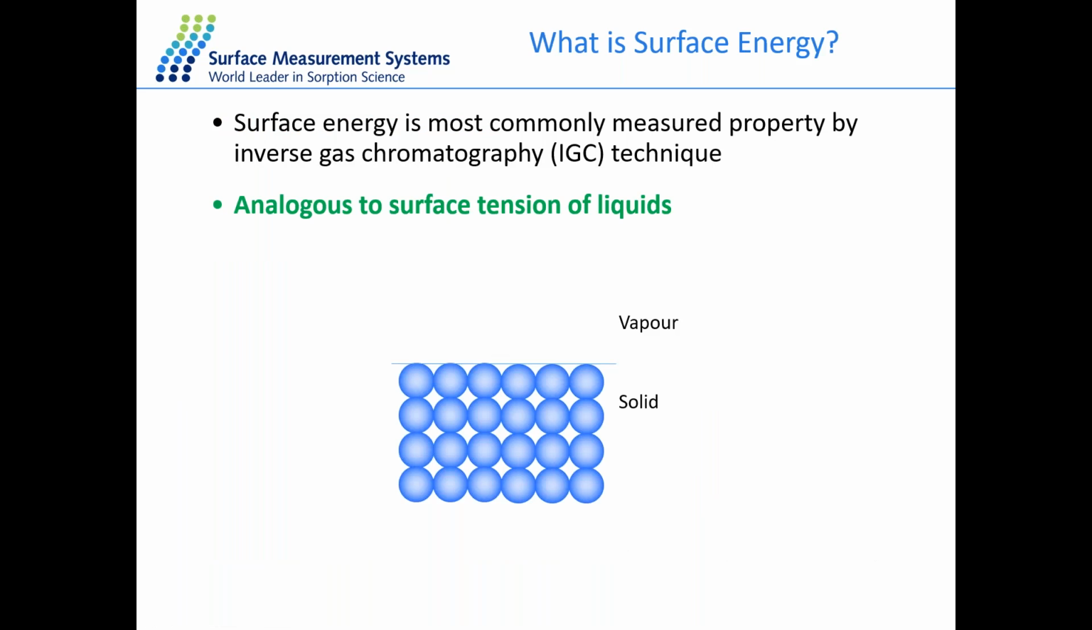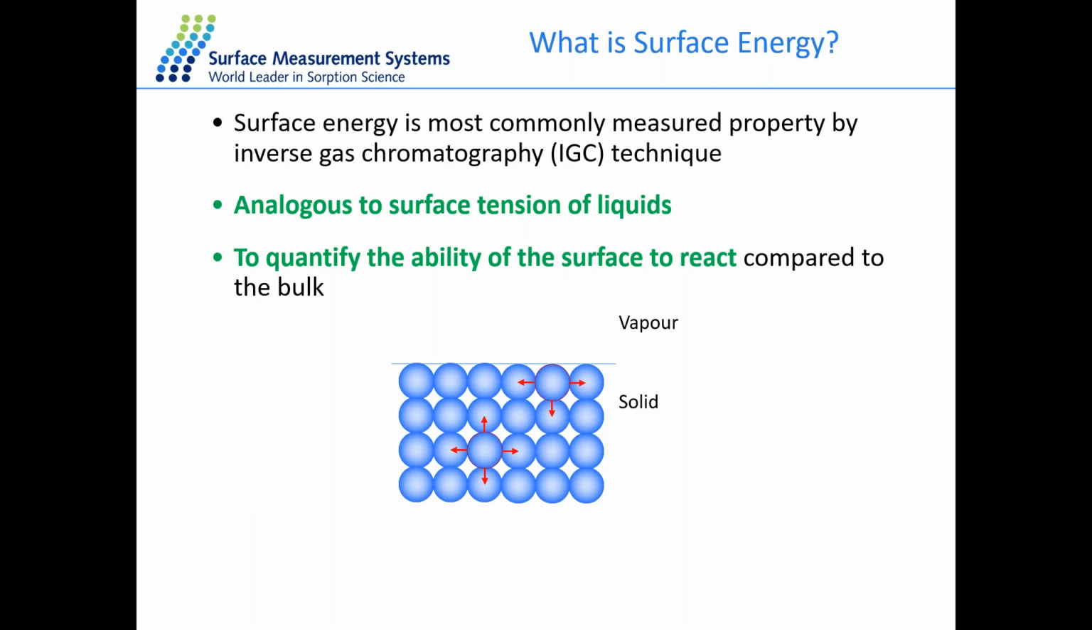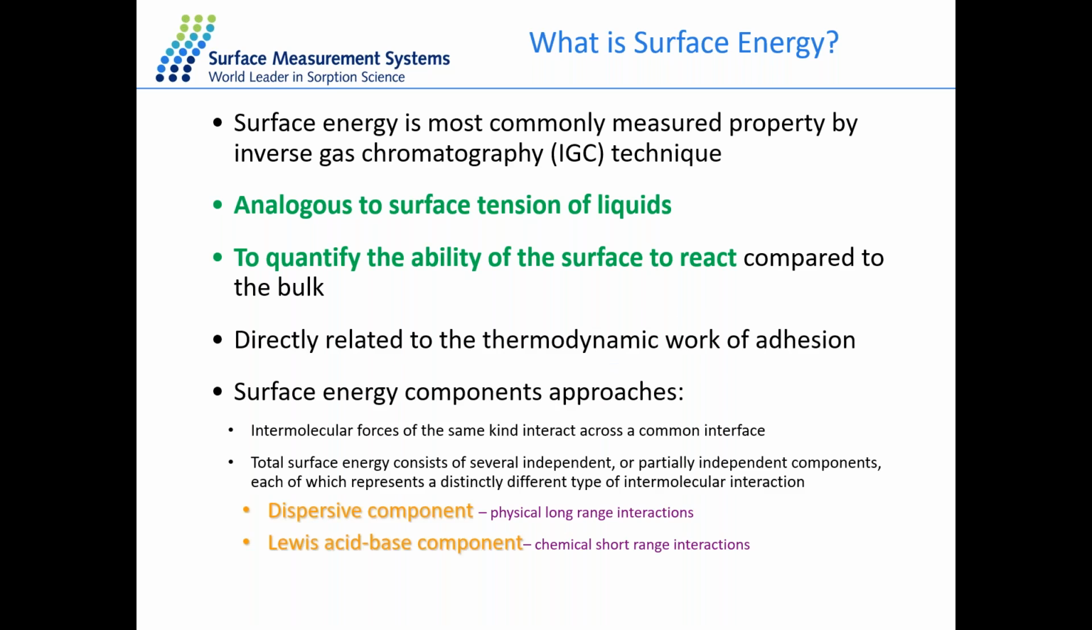So what is surface energy? Surface energy is the most common property measured by the IGC SCA. This is analogous to the surface tension of liquids. So we can understand the ability of the surface to react compared to the bulk.